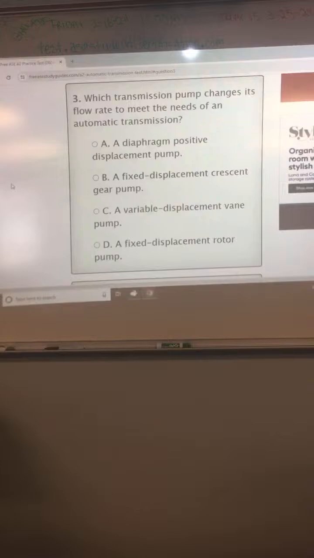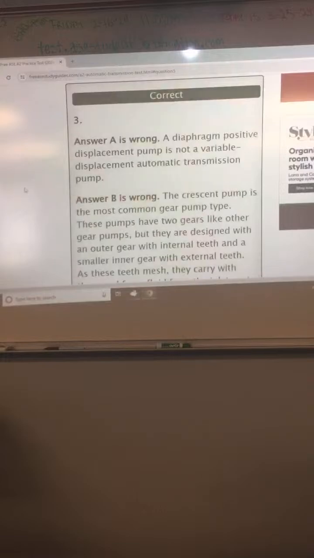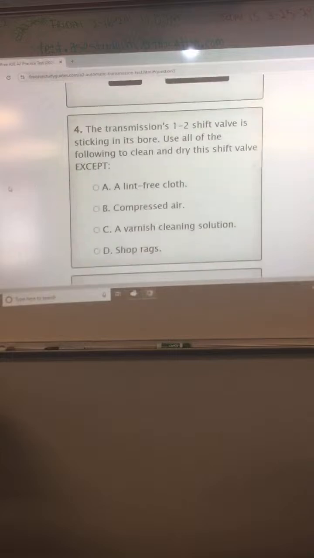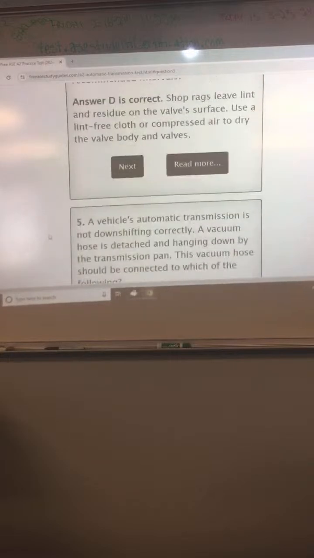Which transmission pump changes its flow rate to meet the needs of an automatic transmission? Is it C? Why do you say that? Variable? Yeah, variable, that kind of gives it away. Because if it stays in one position. Exactly, good job. See, you guys are getting it. The transmission's 1-2 shift valve is sticking in its bore. Use all of the following to clean and dry the shift valve except. Shop rag? Exactly. Why? Even a little bit of lint from a shop rag will cause one of those shift valves to stick. They're very, very finicky. Don't do that.